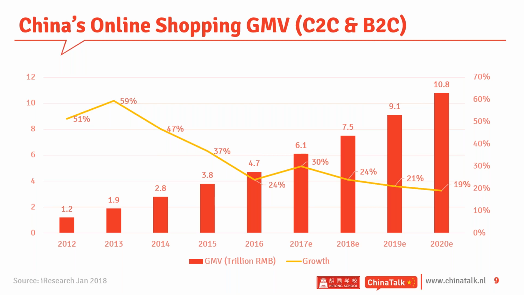If you compare this to the GDP growth in China, which is only about 6 to 7%, you can see that the internet is an important growth market for the consumption industry. And that's also why it's supported very much by the Chinese government.